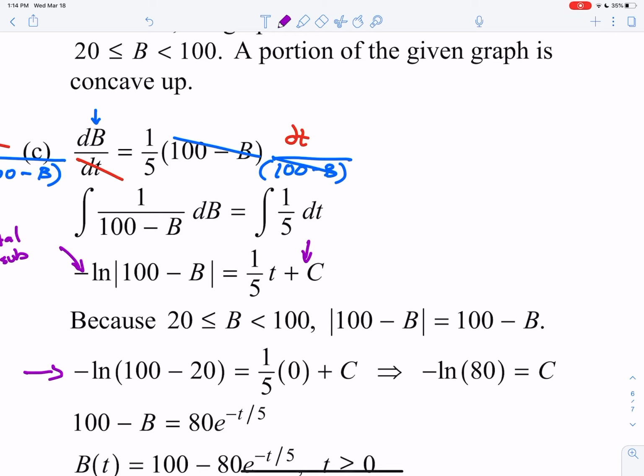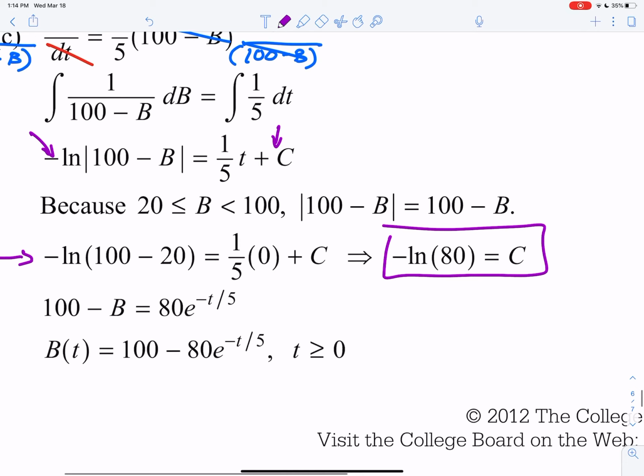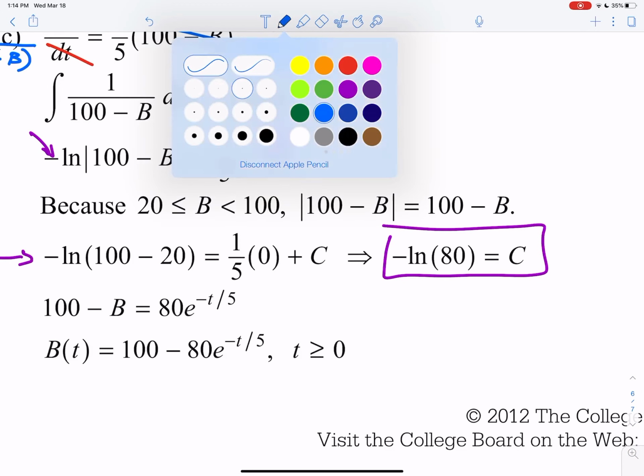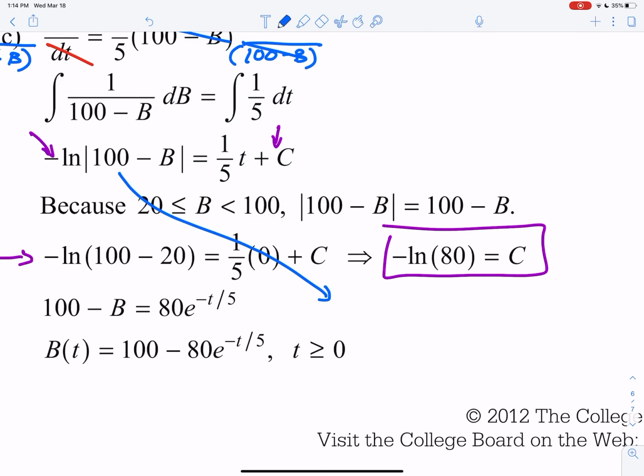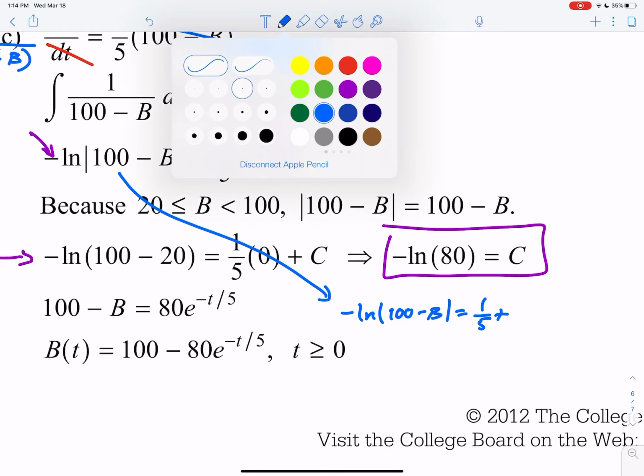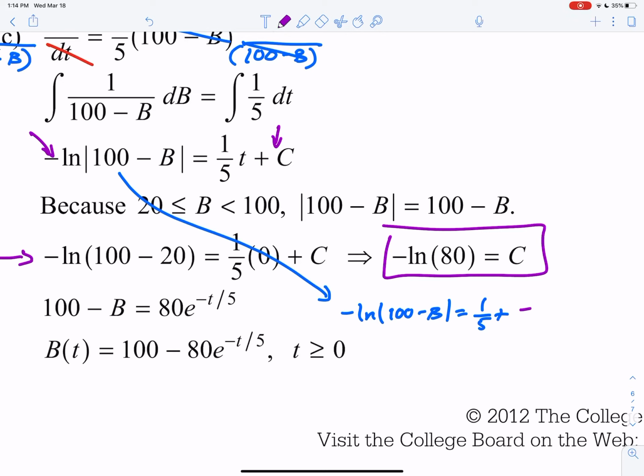When you plug that in, you should get this. You could leave it as equal, but that is pretty simple enough to simplify. I'll leave that up to you on what you want to do. Now, here's where I would deviate a little bit. I would go ahead and write my function now as the negative natural log of 100 minus b is equal to 1/5 t, and then I plug in my c, minus the natural log of 80.